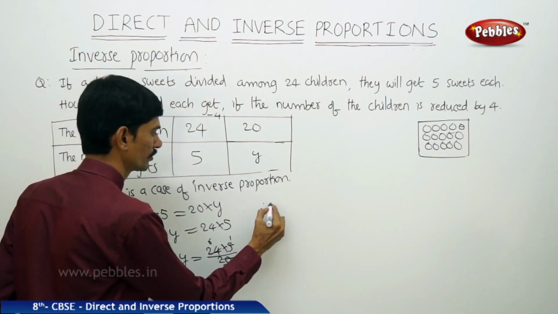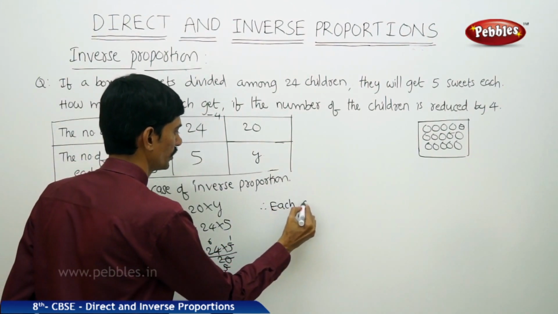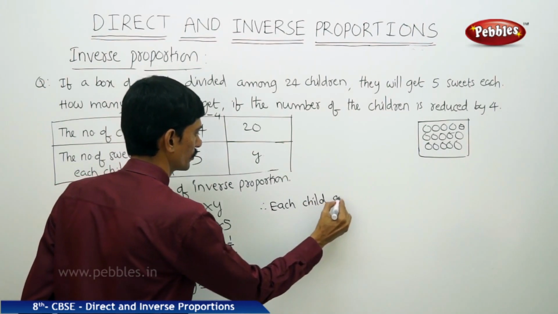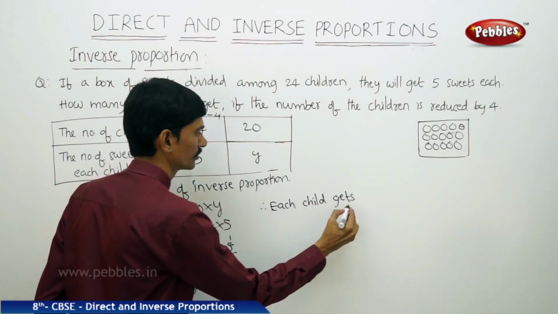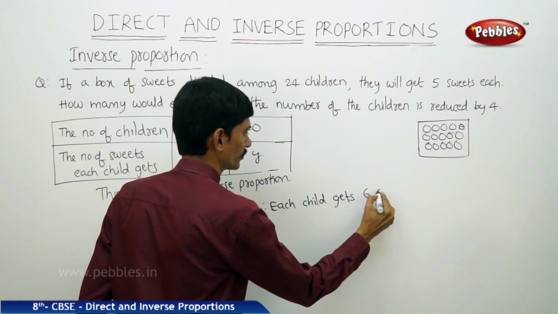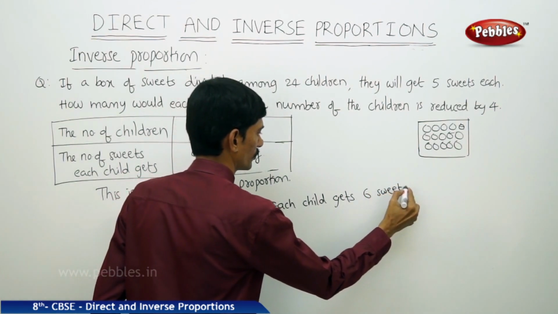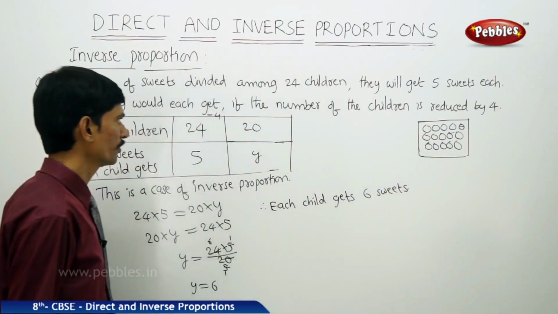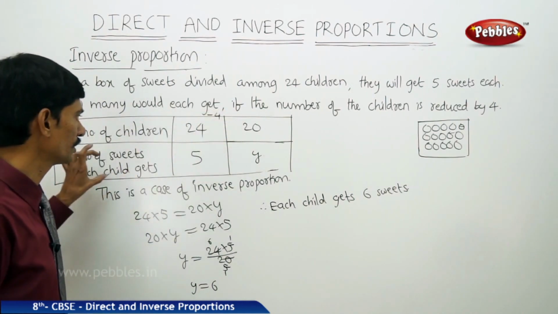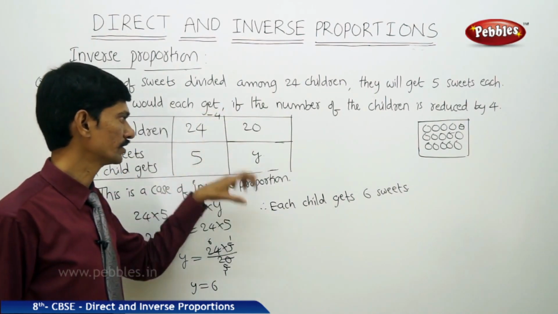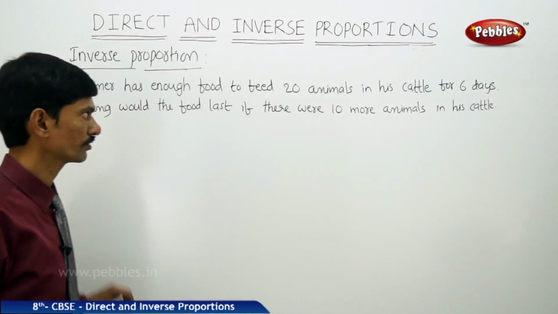Therefore each child gets 6 sweets. So when the number of children is 20, then each child is getting 6 sweets. Now let us see the next question.